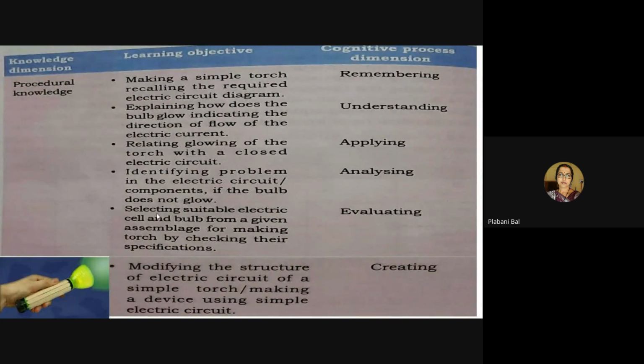Then the next one is selecting a suitable electric cell and bulb from a given assemblage for making a torch by checking their specifications. If this part is done by the learner, then we can say that the cognitive process dimension evaluating is achieved. Yes or no? If you face any difficulty, you can ask questions by unmuting yourself. Okay.